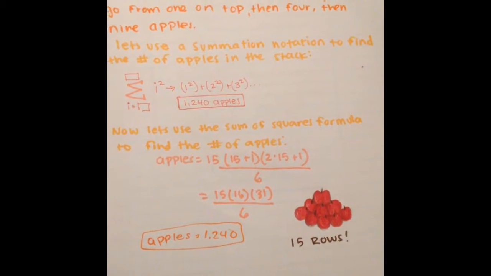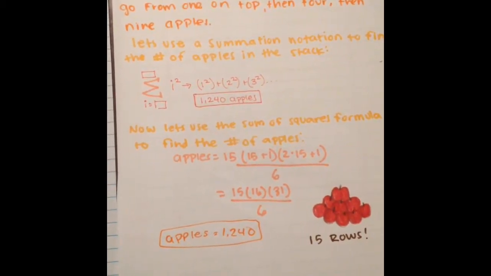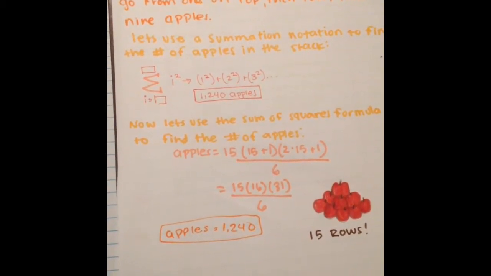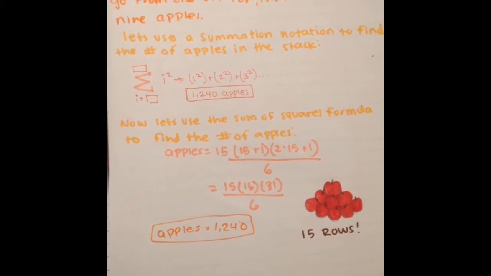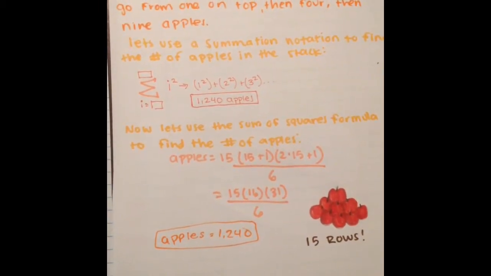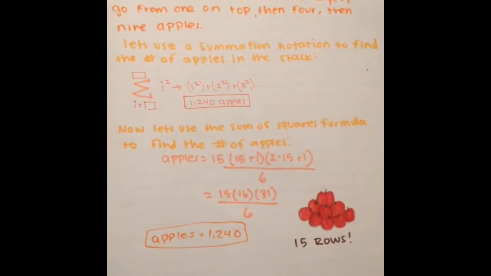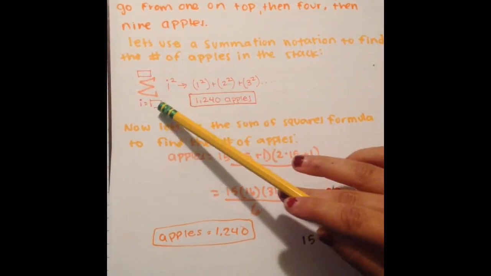Okay, stacking apples. Now let's say you see a stack of apples in a Mega Mart and are wondering exactly how many apples are in the stack. The layers go from 1 on top to 4, then 9 apples. Now, let's use the summation notation to find the number of apples in the stack. So, let's see, what number goes here and what number goes here.